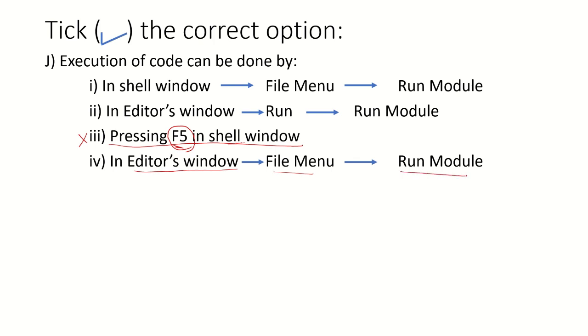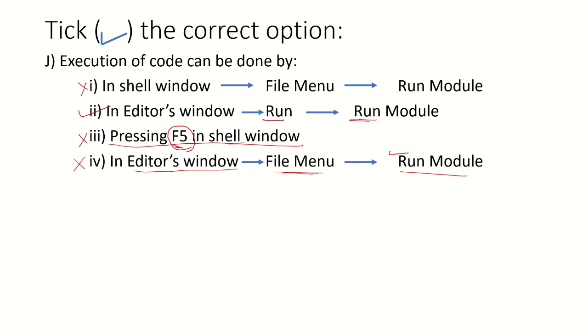Now file menu is used to create a new program, save a program, open your program, exit from the application, close your program, but it is not used to run your program. Okay, so this one is also wrong. In editor's window, run and then run module. That is the correct one. Okay, editor's window, run menu and then run module. Okay, clear? So these all are the exercises that we have discussed today.